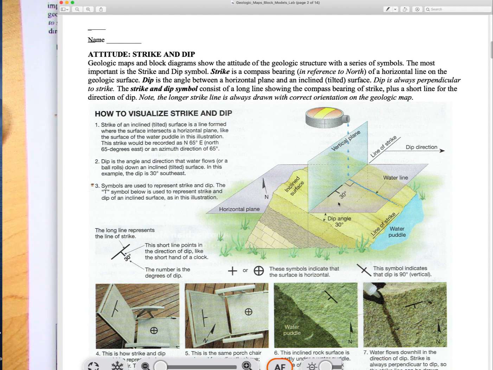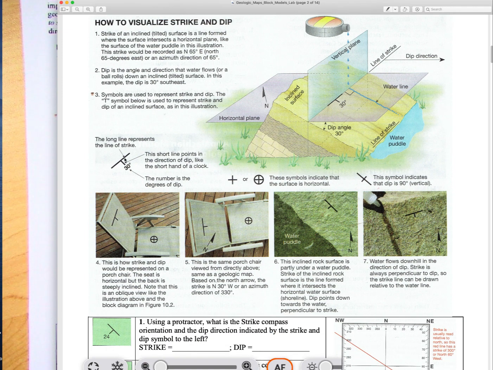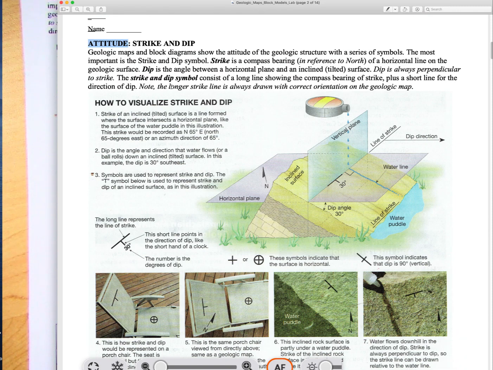You'll need a protractor. Dip is always going to be perpendicular to strike. It's going to show that direction or inclination from some imaginary horizontal plane down to that geologic surface. So that's the dip angle. So strike and dip, collectively together, is referred to as attitude, the attitude of the bed, or the strike and dip of the bed. And it's the symbol right here. It's like a short T, has a longer strike line, and that strike line is always drawn with correct orientation on the map.